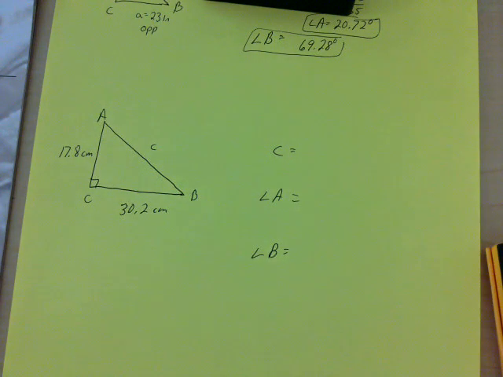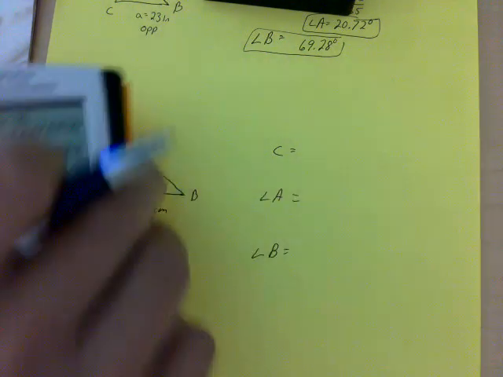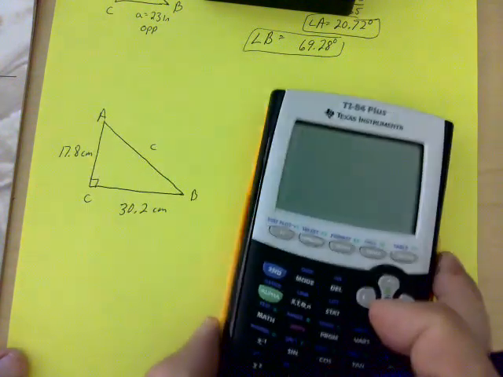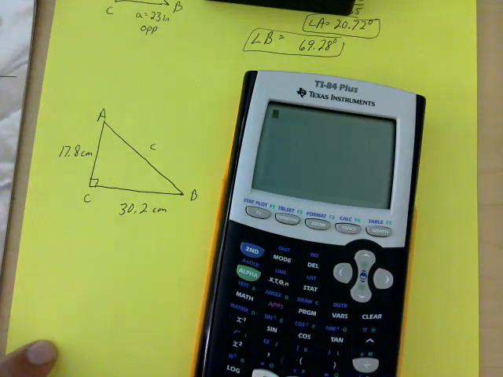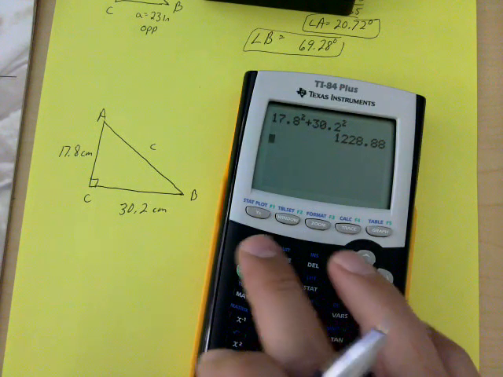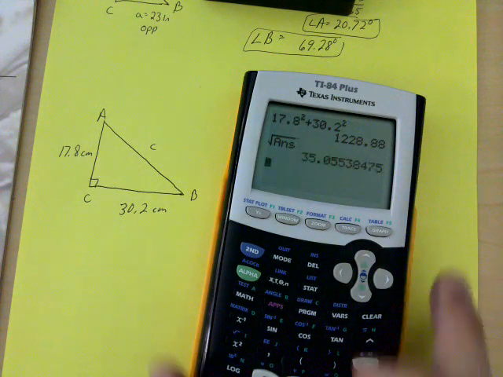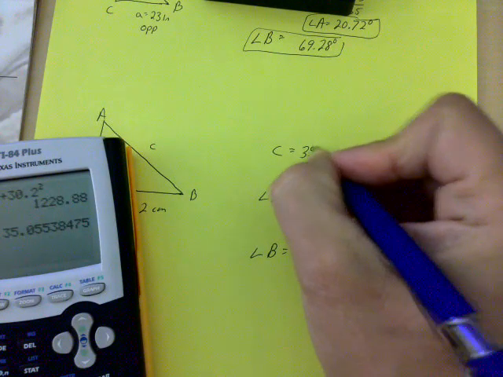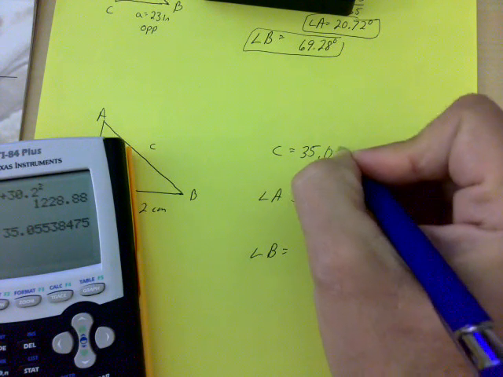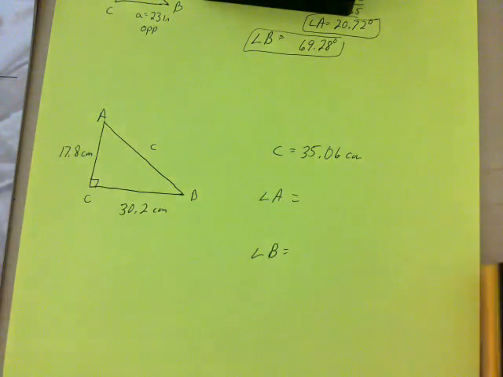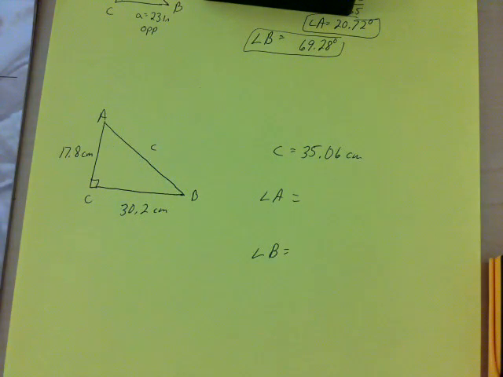Once again, not necessary to do trig to find my hypotenuse, my missing side. So this time I gave you both legs. I'm going to take 17.8 squared, that's your B, and then I'm going to take the 30.2, I'm going to square it, let the calculator tell us this total, then take the square root, because that's what C squared equals. So C would be 35.06 centimeters. And that should make sense. That has to be my longest side, okay? Has to be the longest side.